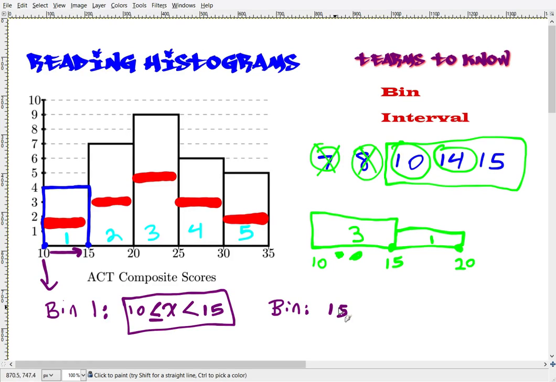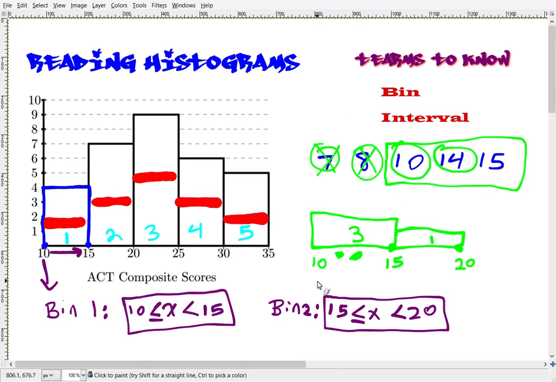So we would say that bin number 2 is from 15 up to, but not including 20, and x could be any number between them. So it would look like 15 is less than or equal to x is less than 20. And then you could do that for each of the remaining bins as well.